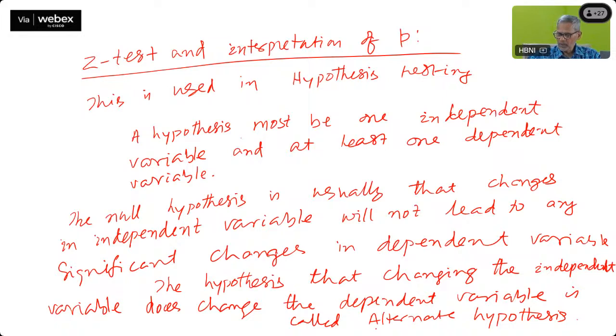So you have two types of hypothesis. One is called the null hypothesis, and the other one is called the alternate hypothesis. In the null hypothesis, you state that there is no change. When there is a change in the independent variable, there are no significant changes in the dependent variable. That is a null hypothesis. But the alternate hypothesis is that changing the independent variable does change the dependent variable. That is called the alternate hypothesis.